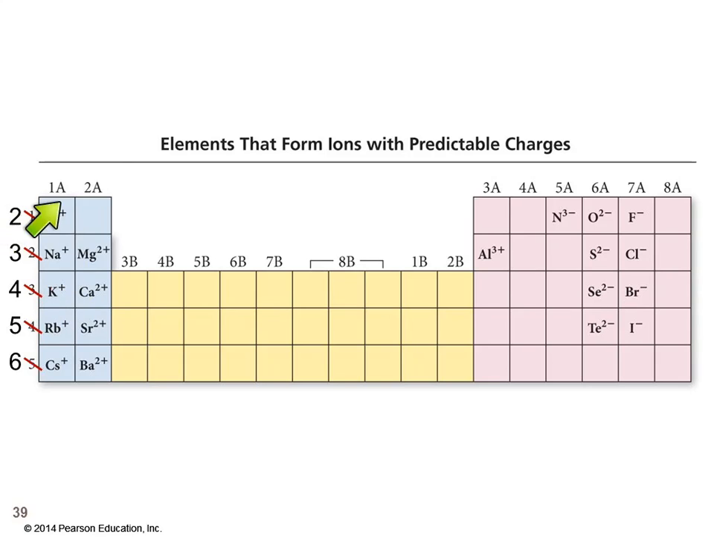Over here, it's the fastest and easiest for lithium to lose an electron. All the group 1As lose 1, group 2As lose 2. Aluminum's going to lose 3 valence electrons to become like neon.